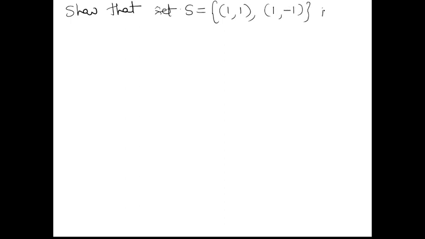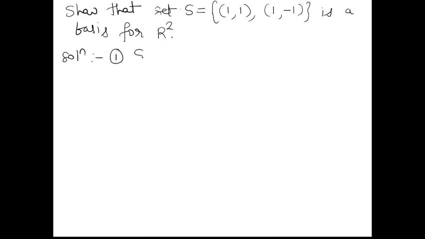Now let's have one example on deciding whether a given set is a basis or not. Show that the set S equal to (1, 1), (1, minus 1) is a basis for R square. So, solution. Here we need to show or prove two things.